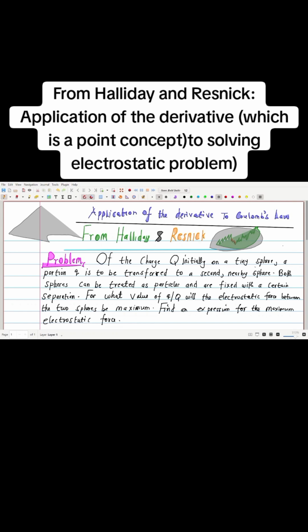Then this is my addition. This was not in the problem. I added it with my own discretion. It's to find an expression for the maximum electrostatic force.